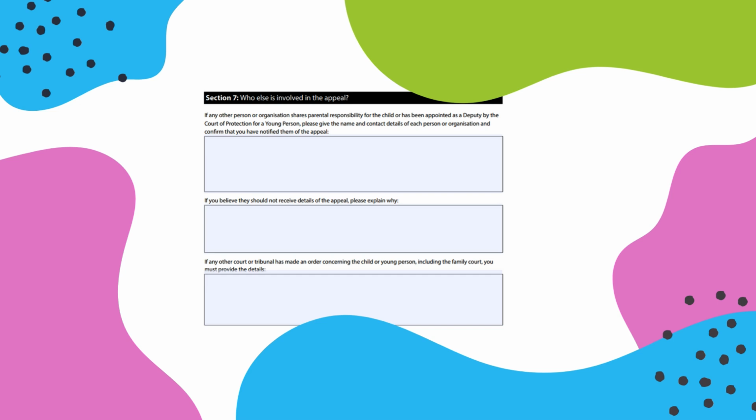If the first box is applicable but the parent, carer, or young person believes they should not receive the details of the appeal, reasons must be given. If any other court or tribunal has made an order concerning the child or young person, including the family court, the parent, carer, or young person must provide the details in the third box.